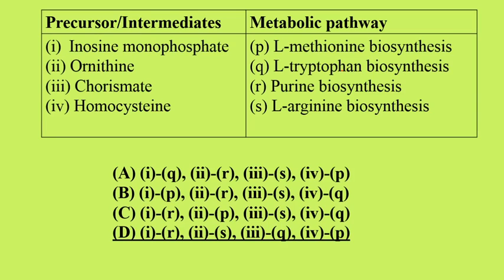Now we have a match the following again, where we have precursors or intermediates and we have to tell from which metabolic pathway they are associated. So we have inosine monophosphate, which is associated with purine biosynthesis. So R is the purine biosynthesis. Then we have ornithine, which is associated with L-arginine biosynthesis, which is the option S. Then we have chorismate, which is associated with L-tryptophan biosynthesis, and homocysteine is associated with L-methionine biosynthesis. So the option D is the correct answer over here.